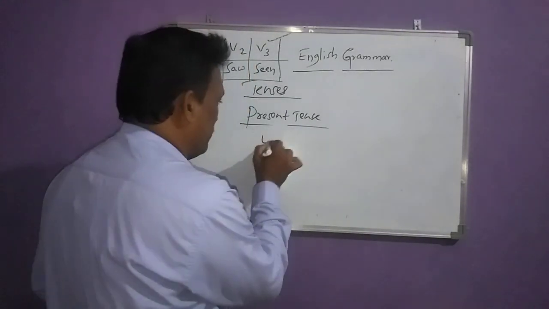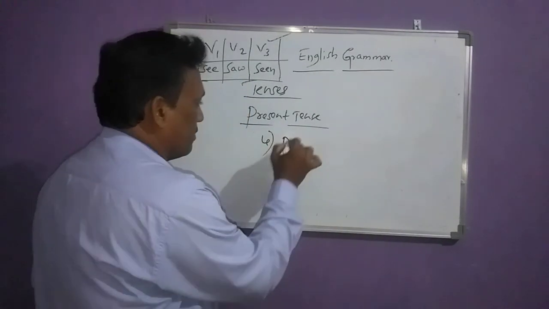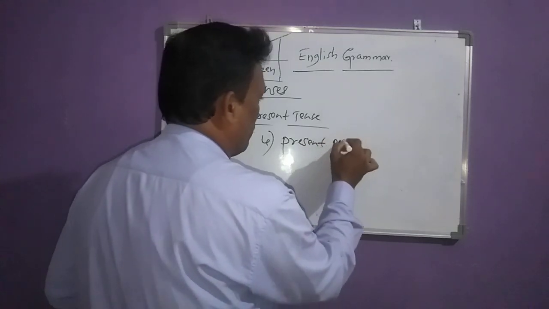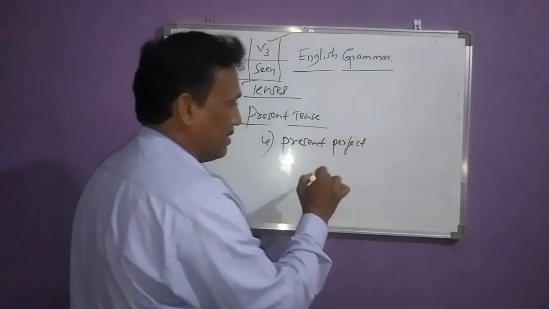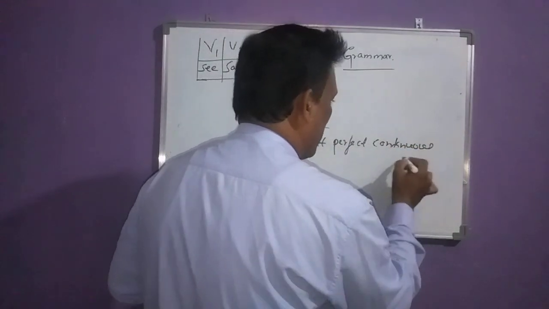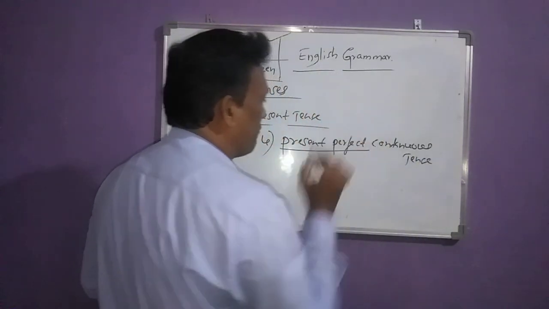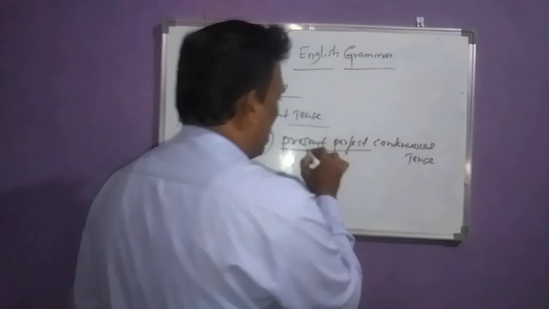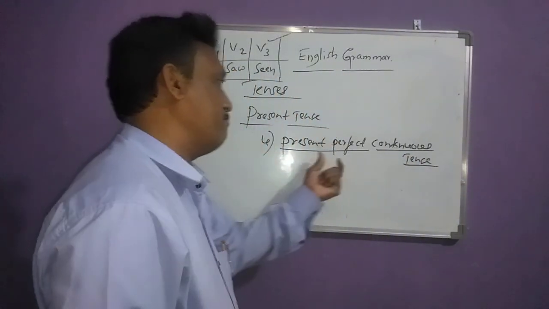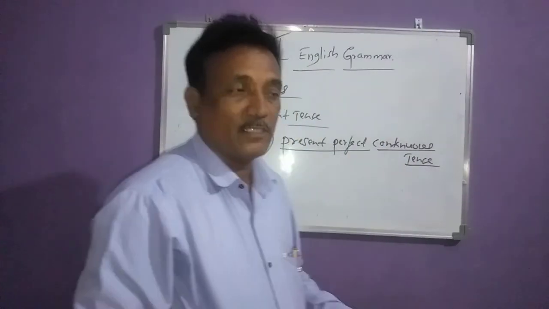So the last, fourth one, because in each tense there are four sub-types. It is the last one, present perfect continuous tense. We already studied present perfect tense, and present continuous also. It is a combination of perfect and continuous. So that's why it is called present perfect continuous tense.